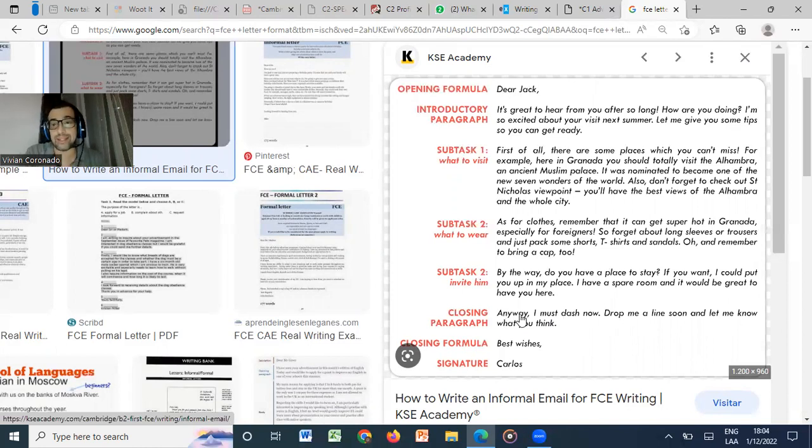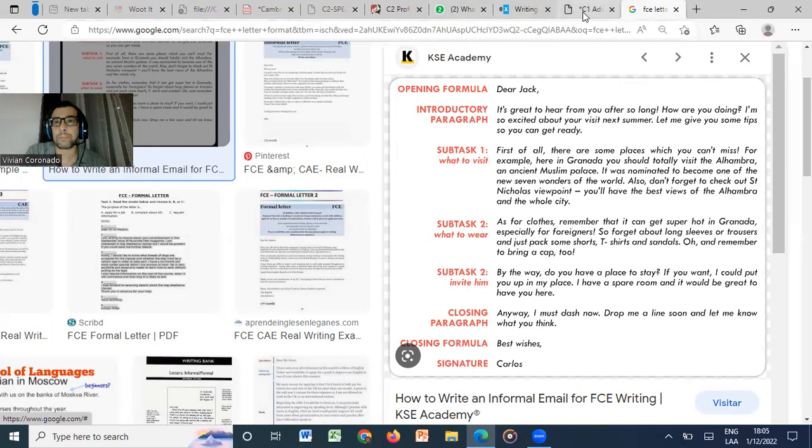For example, here they say, anyway, I must dash now. Drop me a line soon and let me know what you think. Or if you say, anyways, well, I need to finish my college project, so talk to you later, right? So in this case, it's informal, right? But this is most of the times how the format goes. The introductory paragraph, subtask 1, subtask 2, and let's see how it goes.